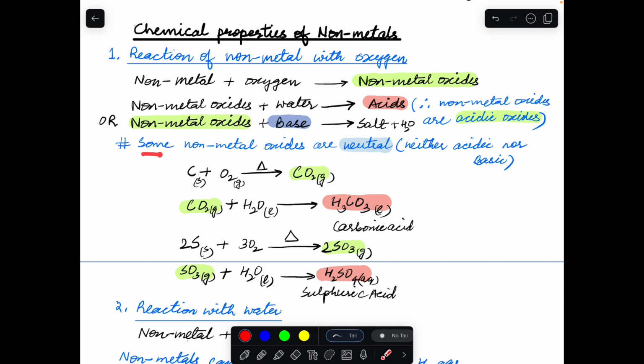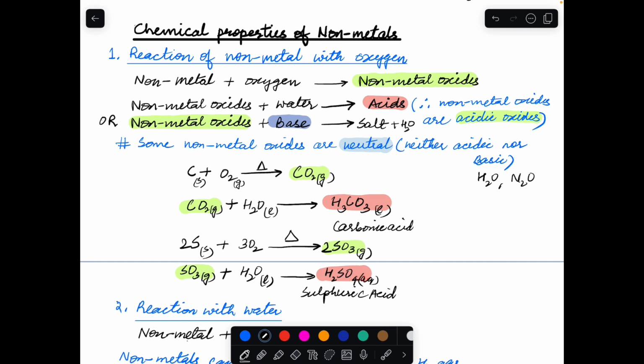Now, very few non-metal oxides are neutral also. What is the meaning of neutral? Neutral means neither acidic nor basic. So they will not have any reaction with acids or bases. Don't confuse this with amphoteric oxides. Amphoteric oxides are capable of reacting with both acids and bases, while neutral oxides do not show any reactivity with either acid or base. Like for example, oxides of nitrogen and hydrogen are neutral. The oxide of hydrogen is what? Water, H2O, or N2O. These are your neutral oxides.